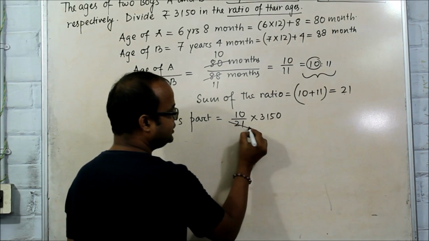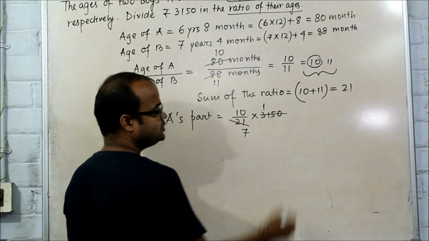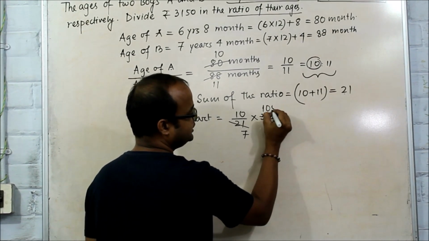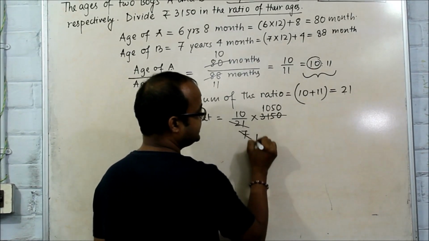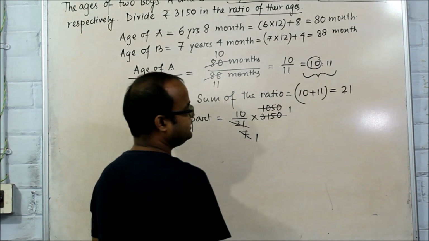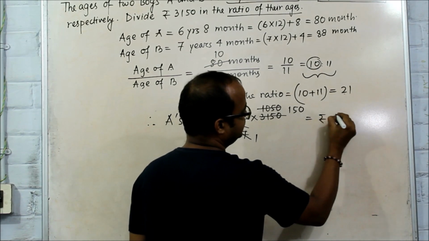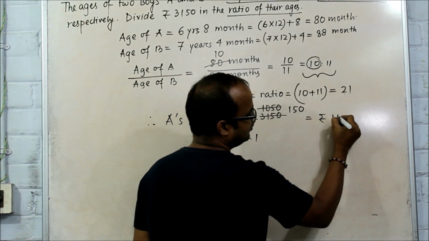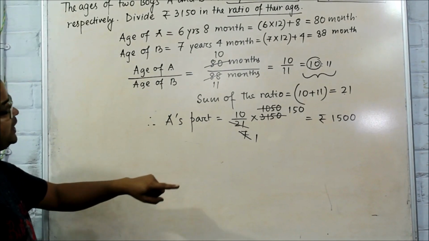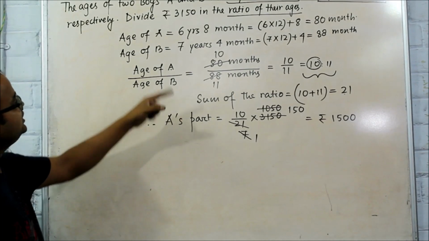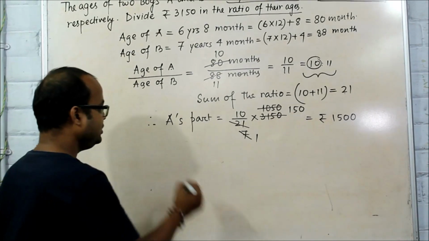Now if you cancel with 3, 3 7s are 21, 3 1s are 3, 0 1s are 0, so you can take 0, 3 5s are 15. Now you can cancel with 3. 7 1s are 7. 7 1s are 7. 7 5s are 35. 0. So A's part will be rupees 150 into 10, 1500. Clear?